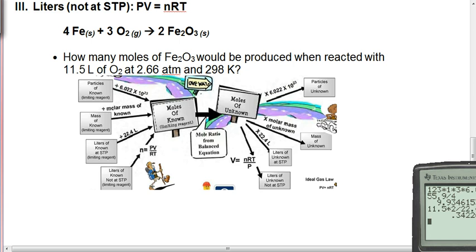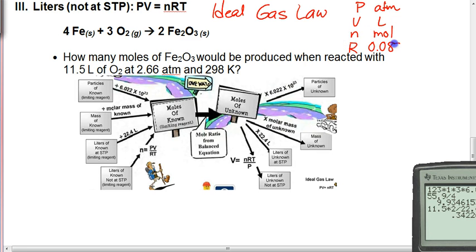Now where it gets a little bit tricky is if you are not at standard temperature and pressure. At those conditions, you have to bust out that handy-dandy ideal gas law. Just to remind you, in the ideal gas law, pressure has to be in atm, V has to be in units of liters, n stands for moles, R is 0.08206, and T has to be in Kelvin. This is a great review for the final exam.